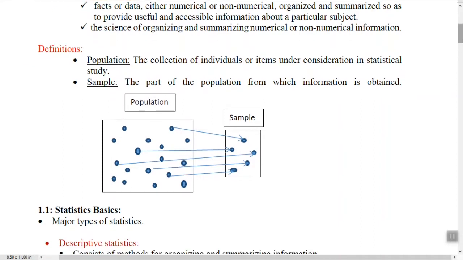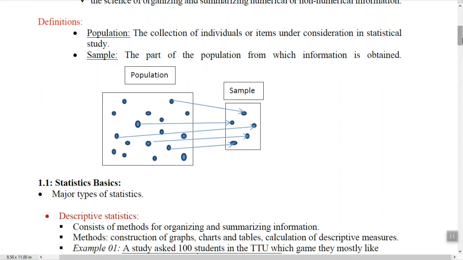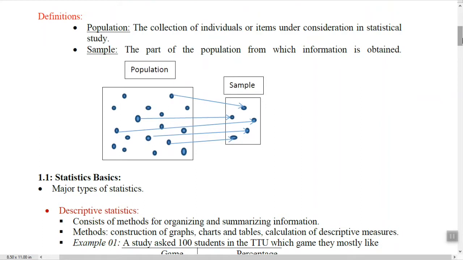Next definition: you should know population and sample. These are two giant terms in statistics. So let's see what a population is. Population is a collection of all individuals or all items under consideration in a statistical study. So if we consider a population, it includes all the elements in our study area.